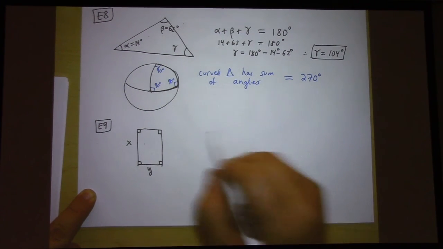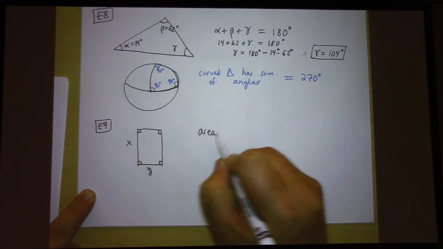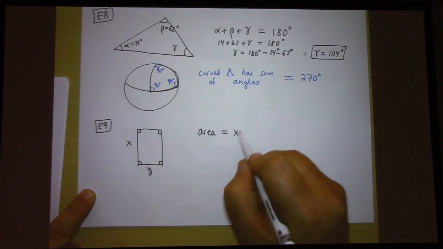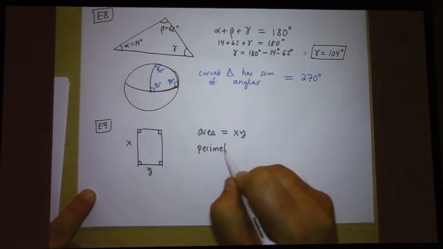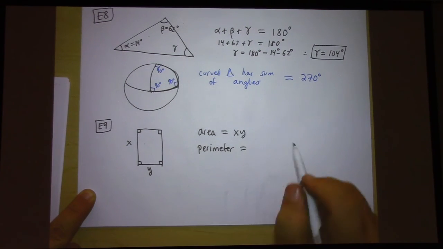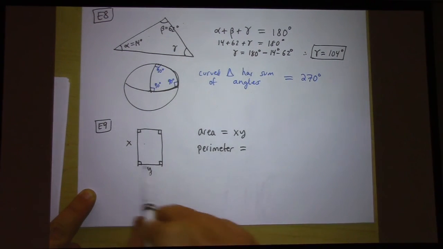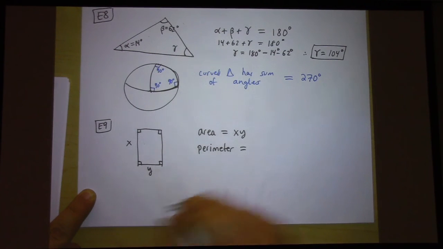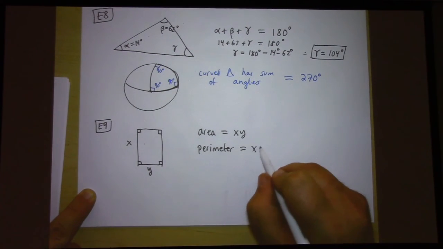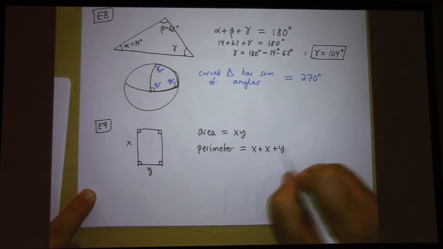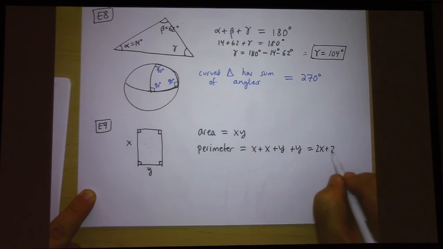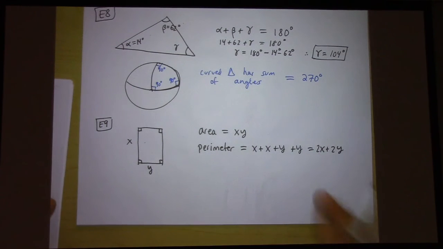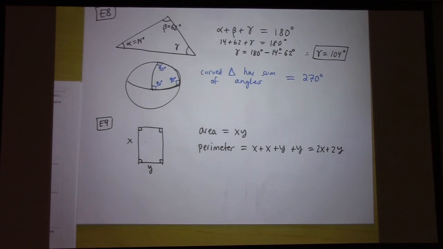So what's the area? It's X times Y, right? What's the perimeter? That's how far it would be if you were to build a fence around it, right? So you've got X plus Y plus X plus Y. In other words, 2X plus 2Y is the perimeter. Now the problem in your homework actually has numbers, but I think you can do that, right?